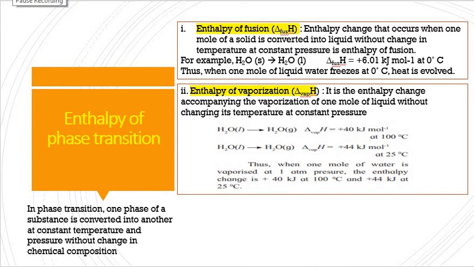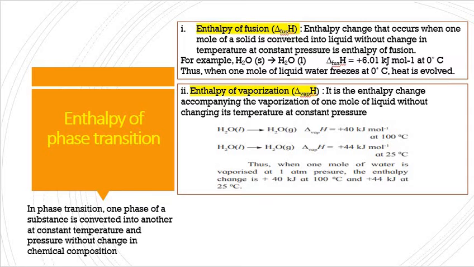Enthalpy of physical transition. In physical transition, one phase of a substance is converted into another at constant temperature and pressure without changing its chemical composition. So the first enthalpy is enthalpy of fusion.